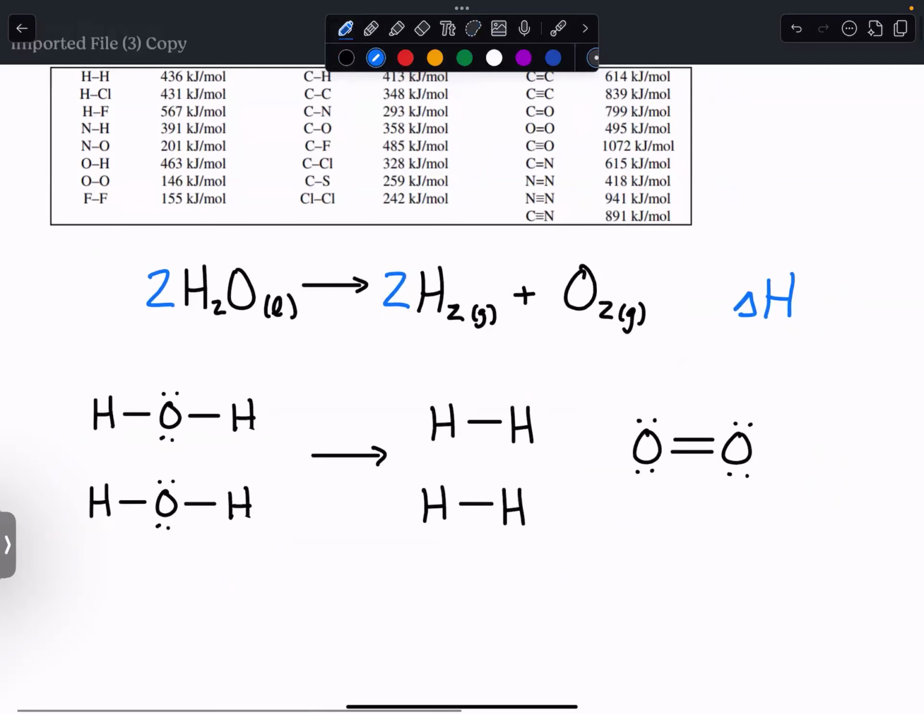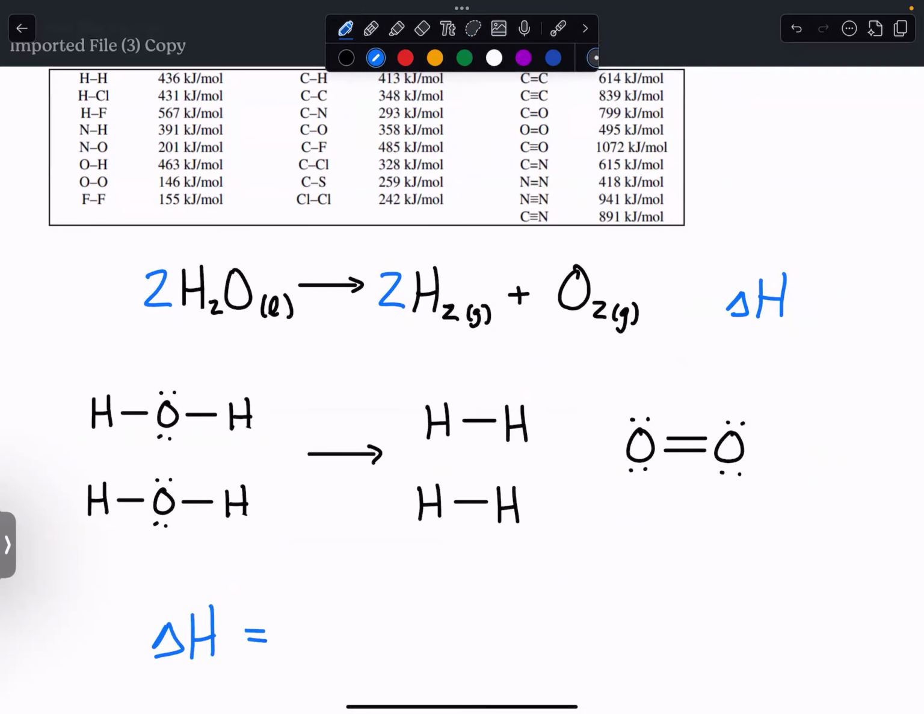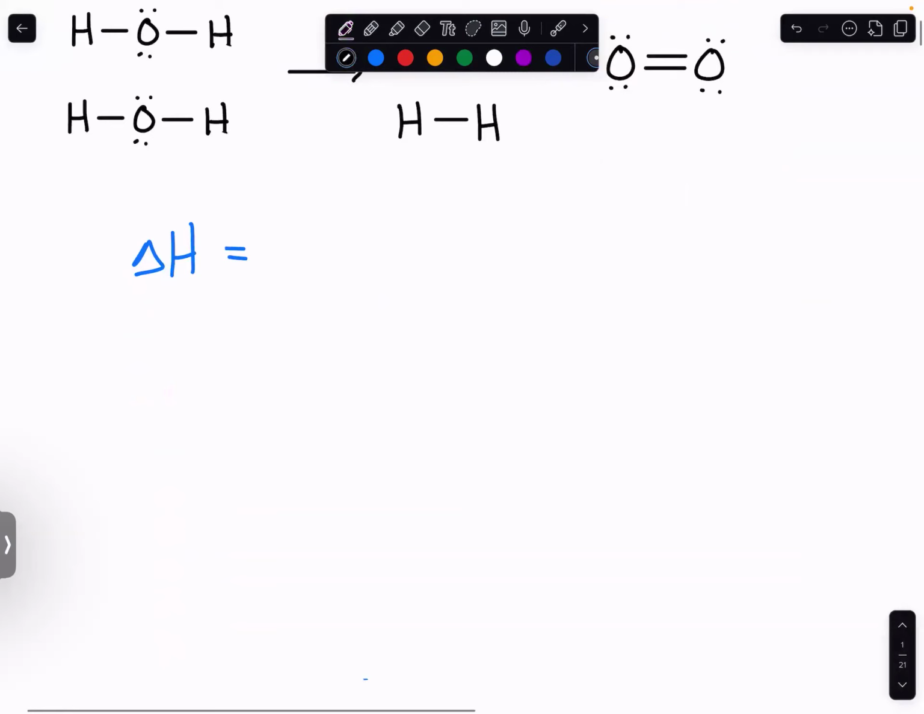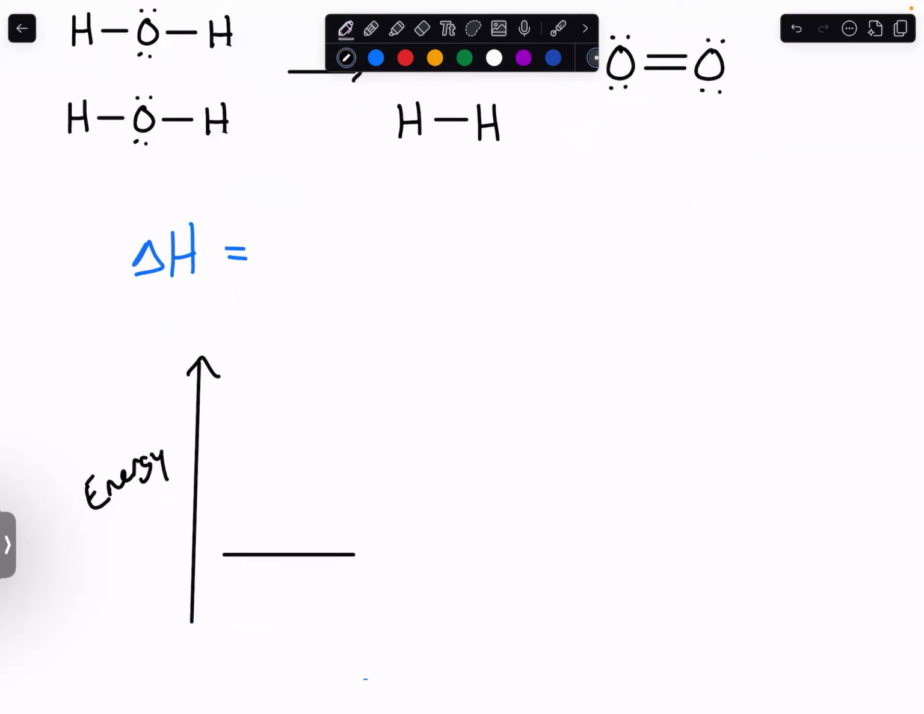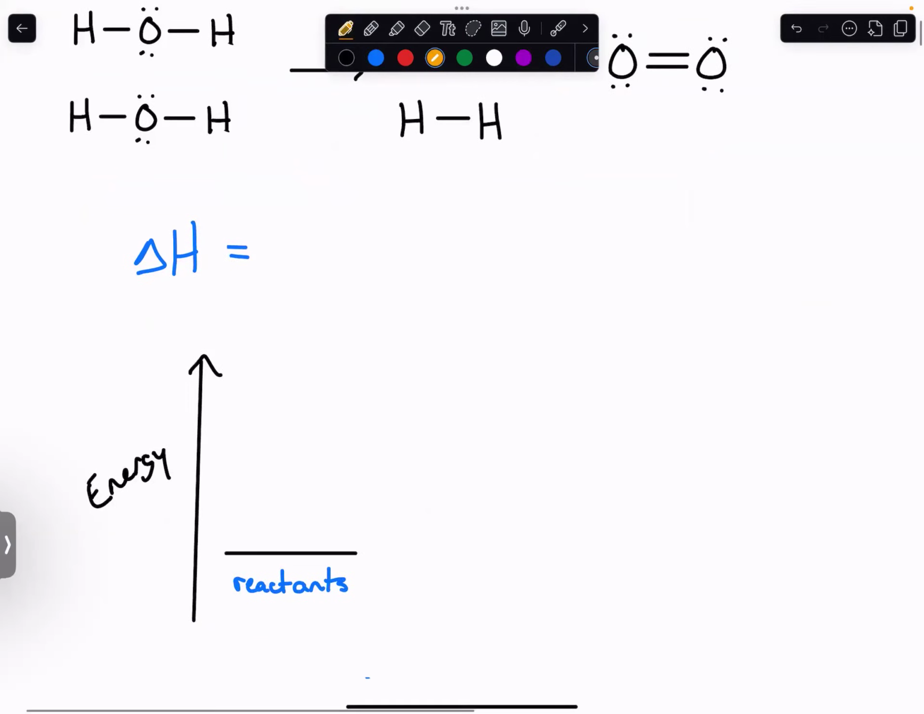And when we use this table here, what do we say to ourselves? Does anybody remember? This is not products minus reactants. Broken minus formed, right? And you want to think about it. Remember, we talked about energy. Our reactants are down here. We have to put in energy in order to break bonds.